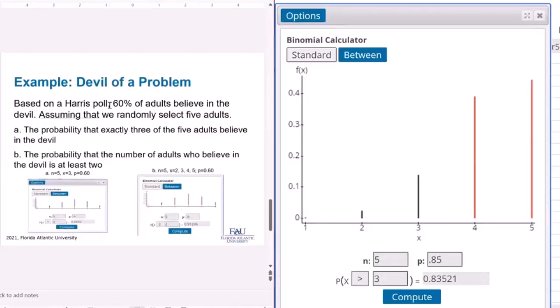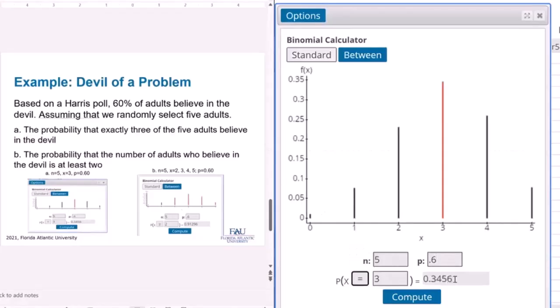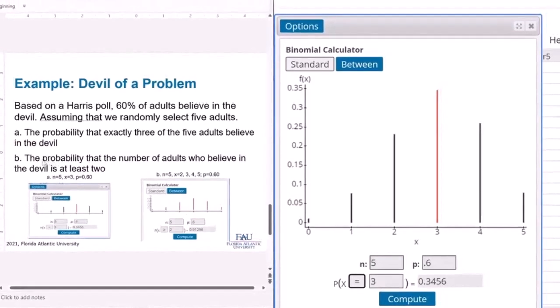Based on a Harris poll, 60% of adults believe in the devil. Assuming that we randomly select 5 adults, the probability that they believe in the devil is 0.6, 60 divided by 100. A, we want the probability that exactly 3 of the 5 adults believe in the devil. And our number is 0.3456. That's the answer to A.